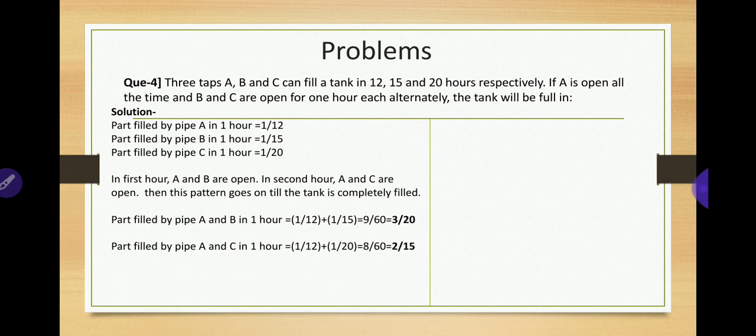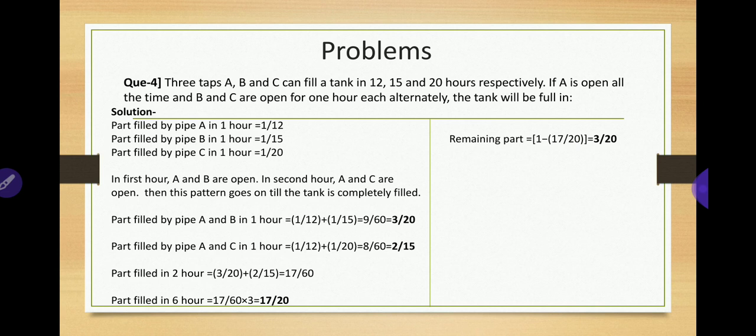And the part of the tank filled by pipes A and C in 1 hour will be 1 upon 12 plus 1 upon 20, which is 2 by 15. So in 2 hours you get 3 by 20 plus 2 by 15, which is equal to 17 by 60. In 2 hours, 17 by 60 part of the tank will be filled. So let us now consider 6 hours. In 6 hours the part filled will be 3 into 17 by 60. Why 3? Because 2 into 3 is 6 hours. Therefore on the right hand side also multiply by 3.